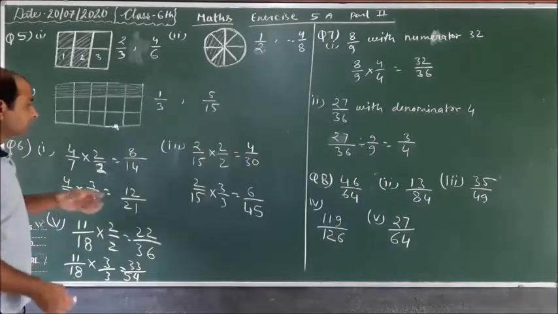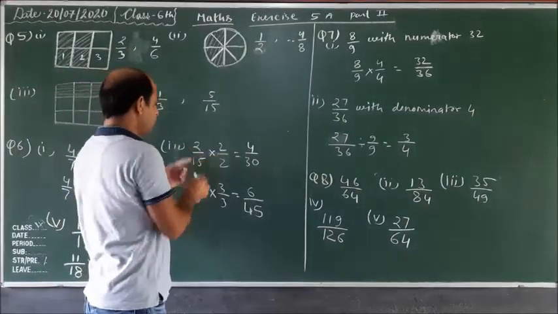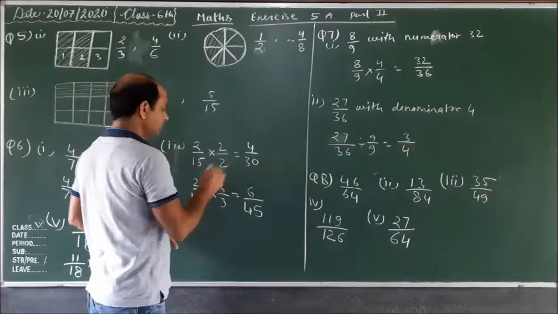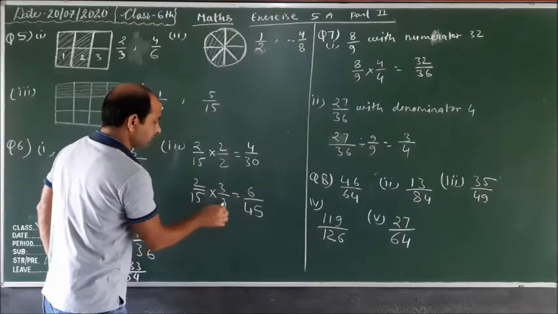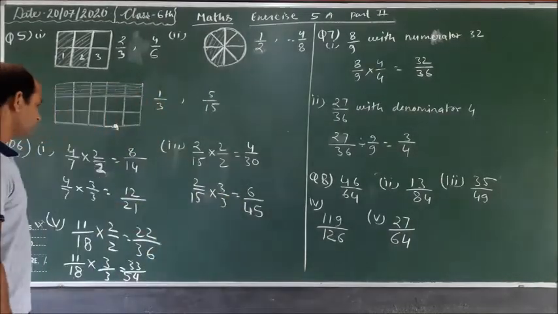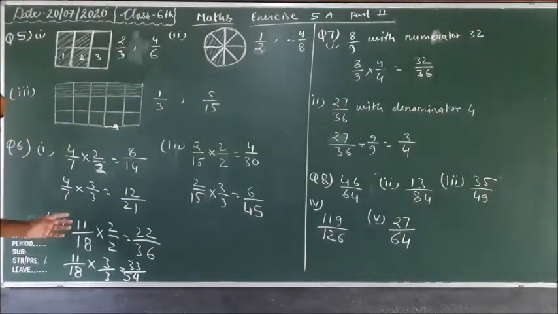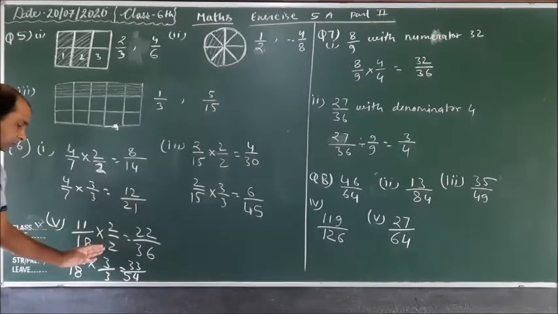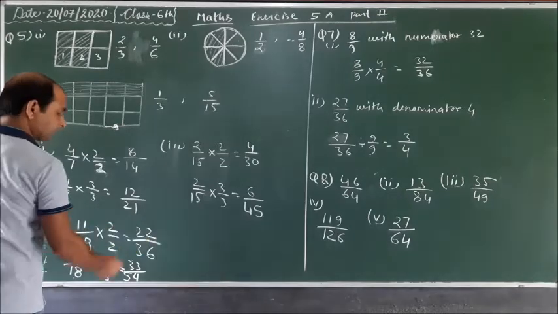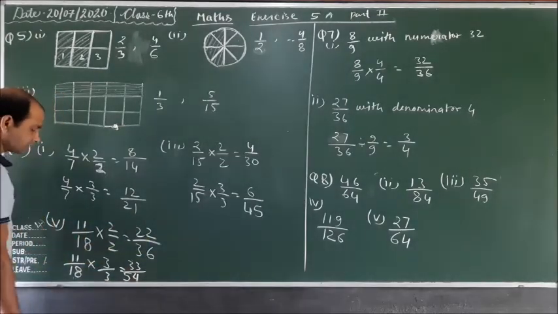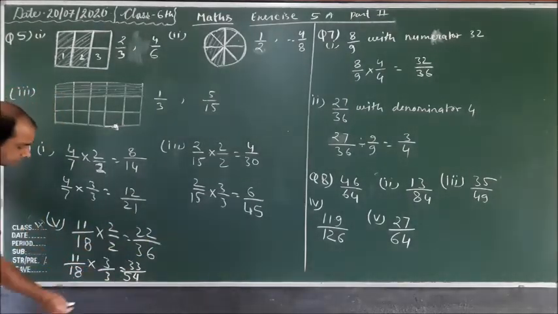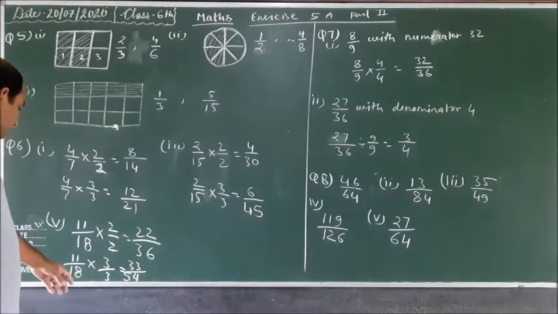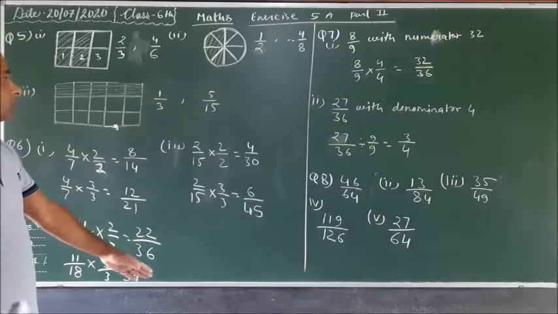Now the second question, 2 upon 15. 2 multiplied by 2 equals 4, 15 times 2 is 30; 2 times 3 is 6, 15 times 3 is 45. These are the equivalent fractions. The fifth question is 11 upon 18. 11 times 2 is 22, 18 times 2 is 36; 11 times 3 is 33, 18 times 3 is 54. Now this question is completed.